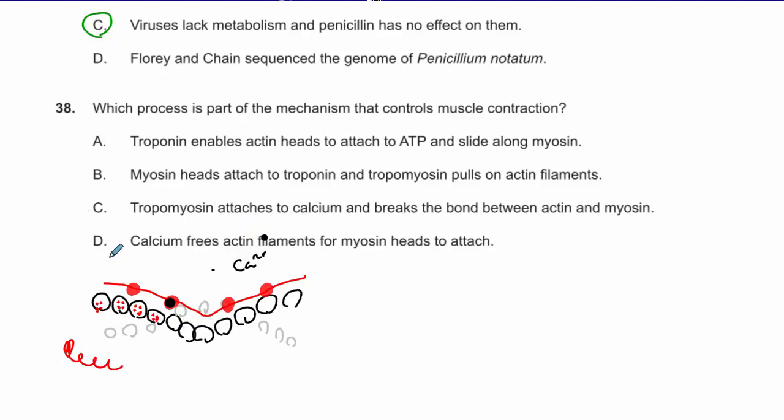It seems like D is indeed the correct one, because it says that calcium frees actin filaments. Yes, this is correct, because calcium binds to troponin, this red blob, and displaces the whole thing. And since the troponin is attached to the tropomyosin, okay, so tropomyosin, troponin, and this is calcium.